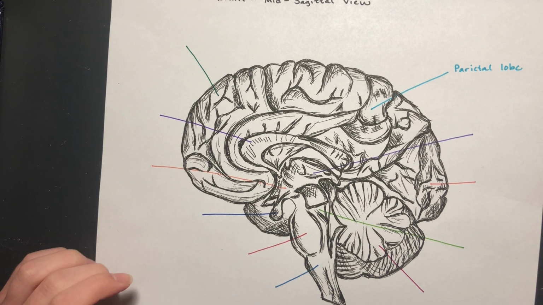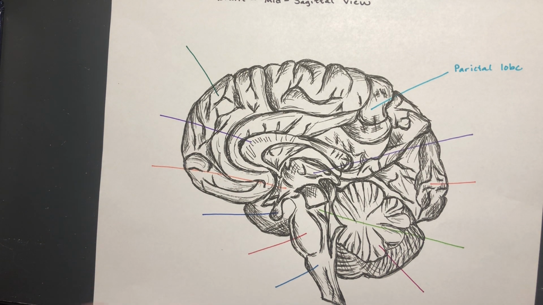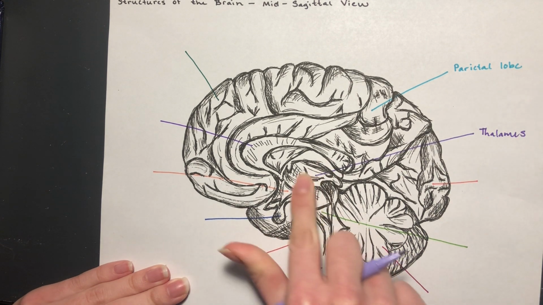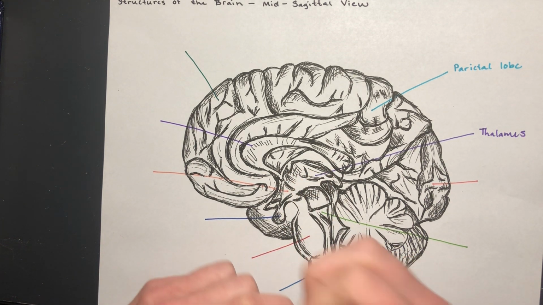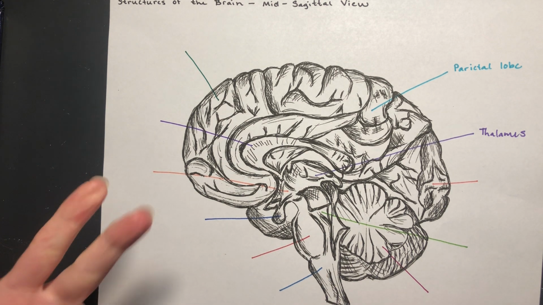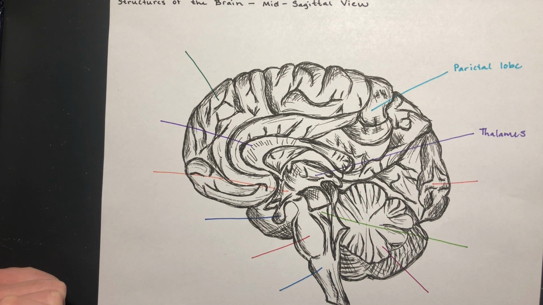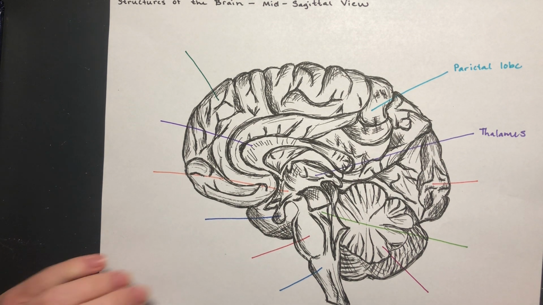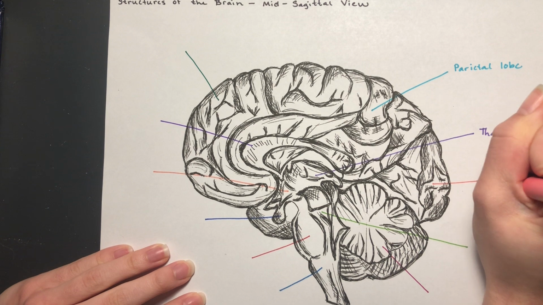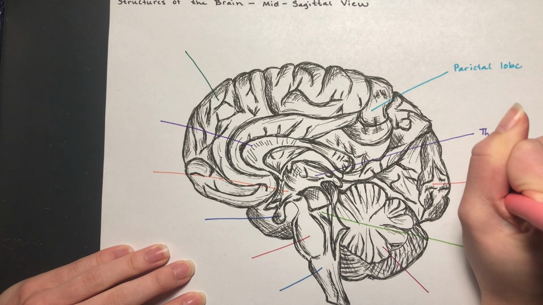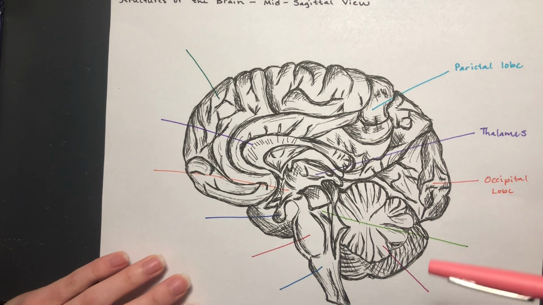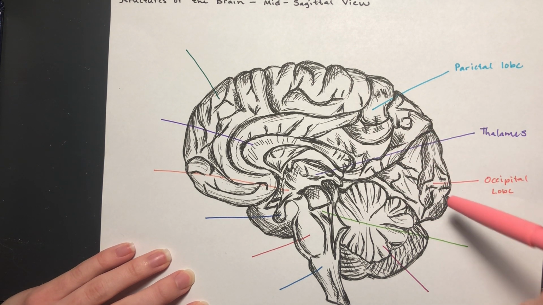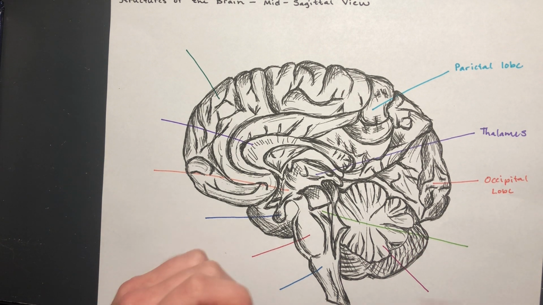Moving on to our next structure, we're going to be talking about the thalamus, which is this structure in here. The thalamus is responsible in part for playing a role in memory. Next, we have the occipital lobe, which is also part of the cerebrum. This structure is located in the back of the brain, and its function is vision, primarily.